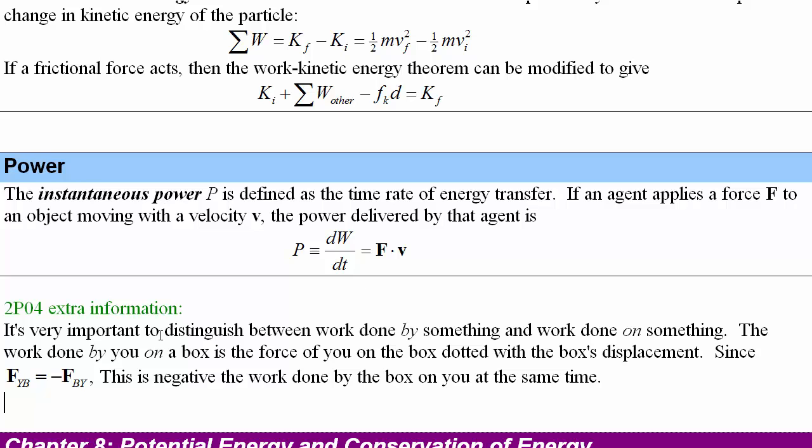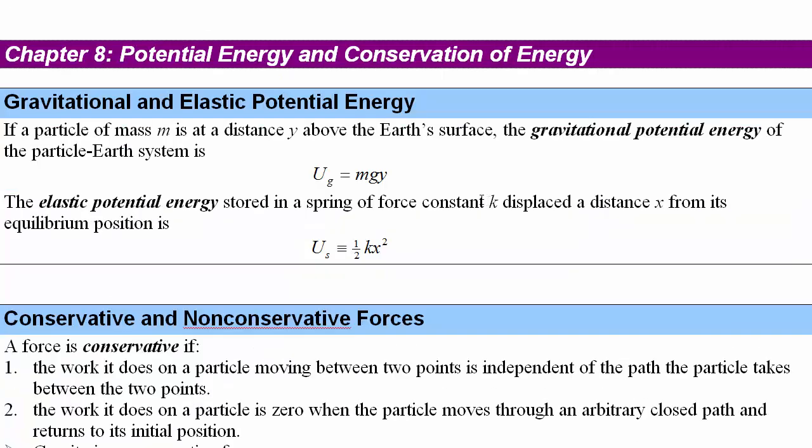It's very important to distinguish here between the work done by something and the work done on something. The work done by u on a box is the force of u on the box dotted with the box's displacement. Since the force of u on the box is negative the force of the box on u, this is negative the work done by the box on u at the same time.